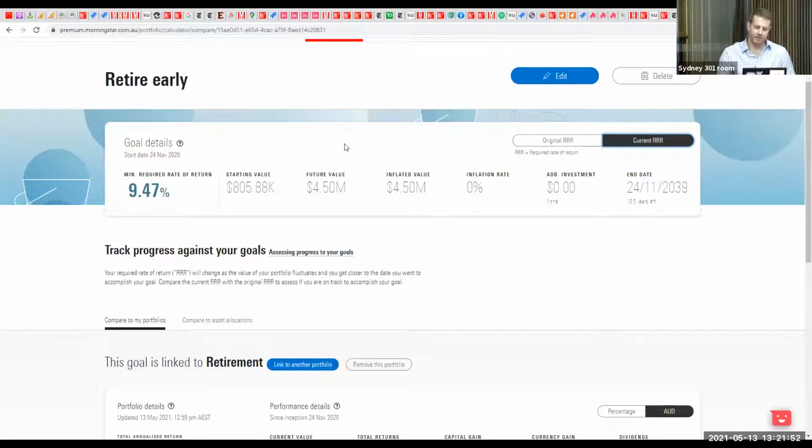The other thing that can happen is your required rate of return. If the market drops significantly, your required rate of return will go up. Now, what is that telling you to do? It's telling you to take on more risk, which is good because that's what you're supposed to do when valuation levels drop.